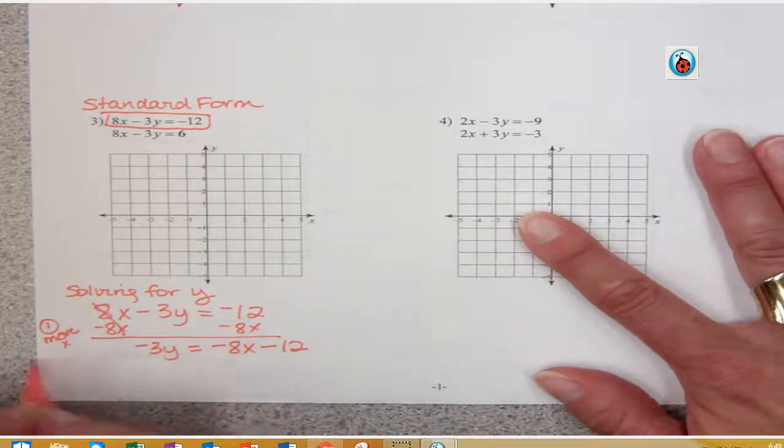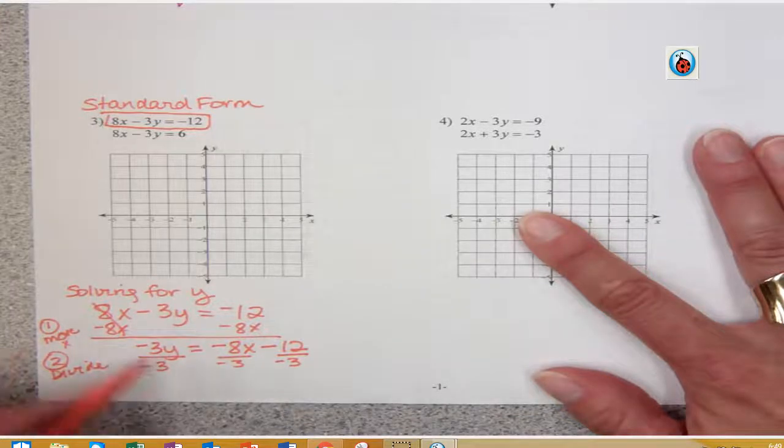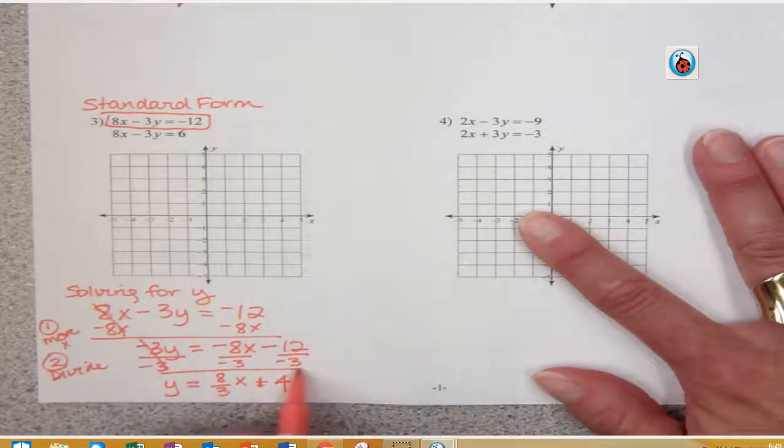Now to get y by itself, I'm going to divide everything by the coefficient of y, which is -3. -3 divided by -3 gives me 1y. I'm left with positive 8/3 x, and -12 divided by -3 is positive 4. So now this is in my slope-intercept form, and I can graph it.